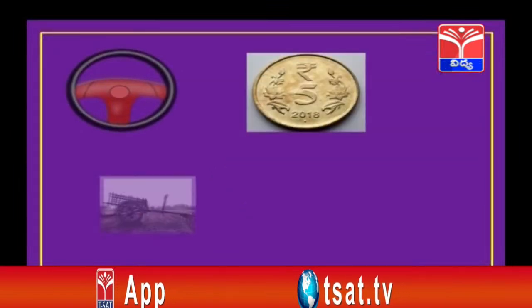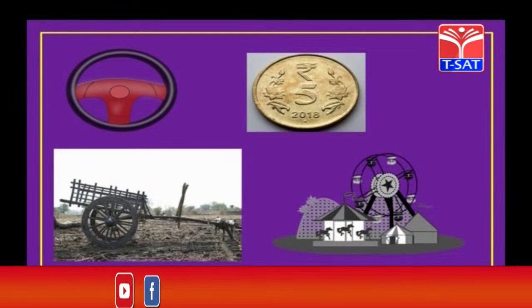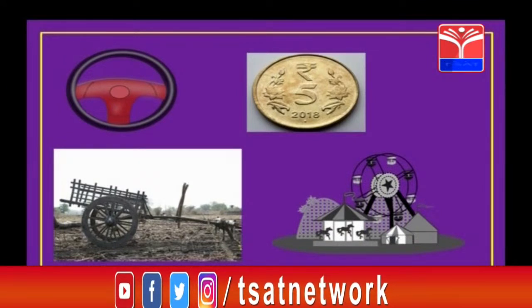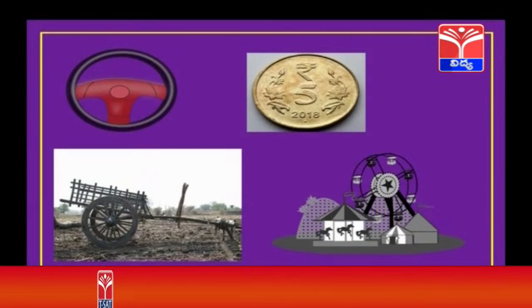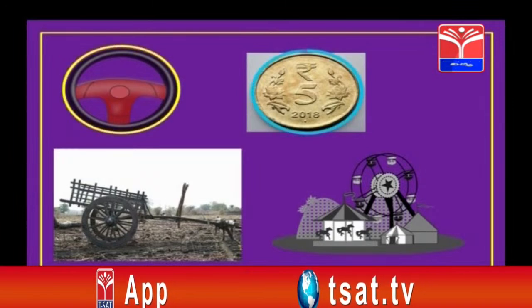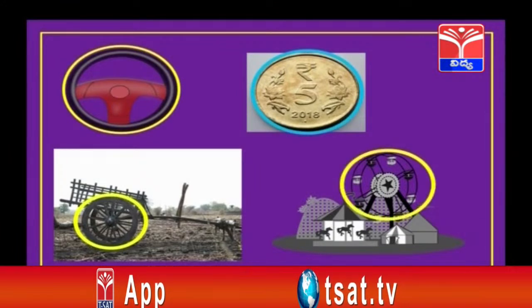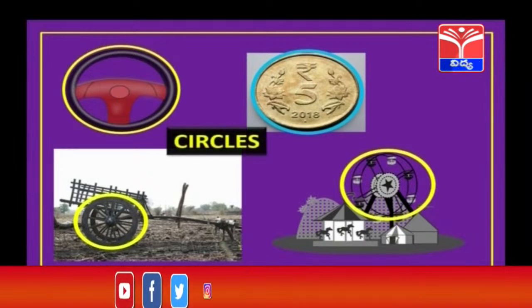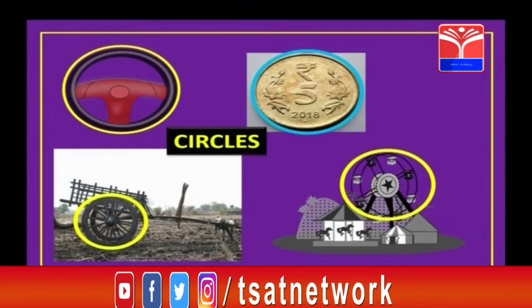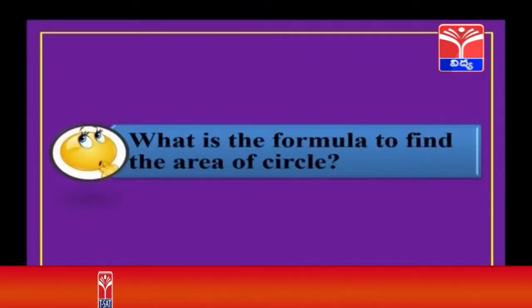Now children, can you see the images shown on your screen? Yes, a cast ring, 5 rupee coin, and you can see the wheels of a bullock cart and a giant wheel. Now if you notice these outlines of these figures, what do they look like, children? Good. They look like a circle, right? But do you know what is the formula to find the area of the circle?